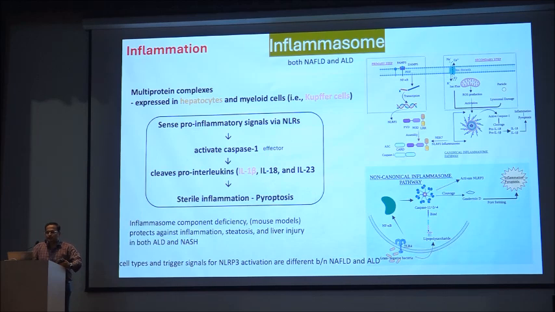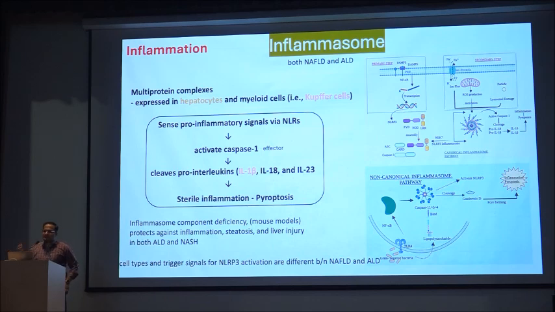And next comes the inflammasome. This has a major role both in NAFLD and ALD. Inflammasome is a multi-protein complex that is expressed in hepatocytes and myeloid cells, like Kupffer cells. They sense inflammatory signals via NLRs, NOD-like receptors. Once they sense the DAMPs or PAMPs or the bacteria, these NLRs sense the pro-inflammatory signals. So that leads to polymerization of these complexes, NLRP3. This polymerizes and forms the active form, and it activates pro-caspase.